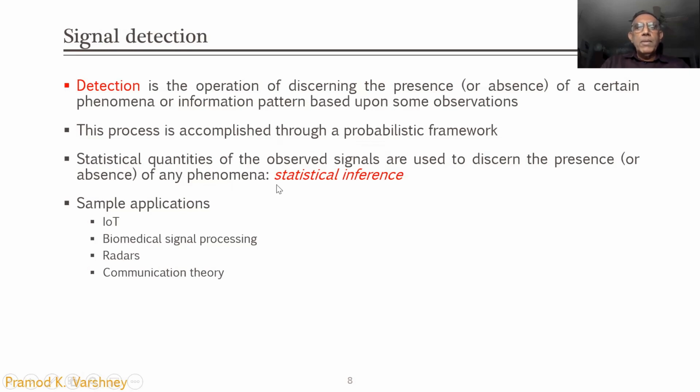And this is the problem of statistical inference. It could be more general than the detection problem. We could be doing estimation, classification, and so on. And they all fall under the general inference problem. Sample applications: IoT, as we briefly discussed, but one can do biomedical signal processing, radars, communication theory, cognitive radios, and you name it. There are many, many applications where signal detection plays a major role.